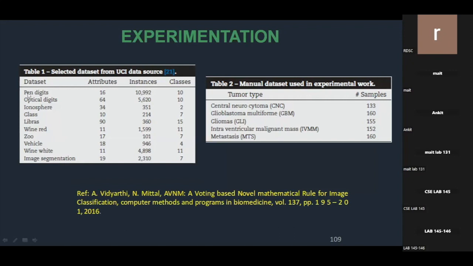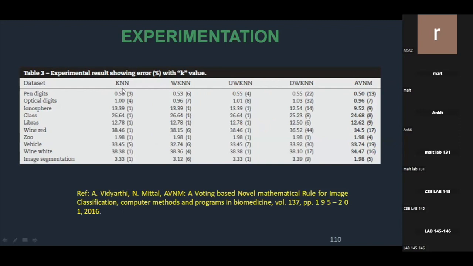In this whole experimentation, we have taken two data sets: one from the UCI with a large number of different attributes, and our own data set of 5 classes of tumor samples, where we have increased the data set size from 30 images to multiple images per class. We compared this with the KNN, because since our approach is nearest neighbor based, we can only compare with the nearest neighbor. So we compared with KNN and its variants WKNN, UWKNN, DWKNN, and this is our proposed AVNM.